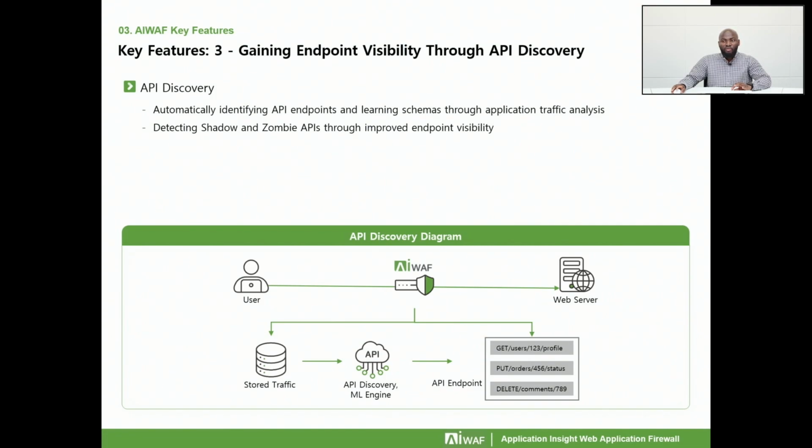Now, the AI WAF automatically identifies API endpoints and detects the hidden shadow and zombie APIs, effectively eliminating a phenomenon of API sprawl, where companies have so many APIs that they are not aware of all of them and even neglect to keep them up to date. And in the diagram, you see how the AI WAF does that.